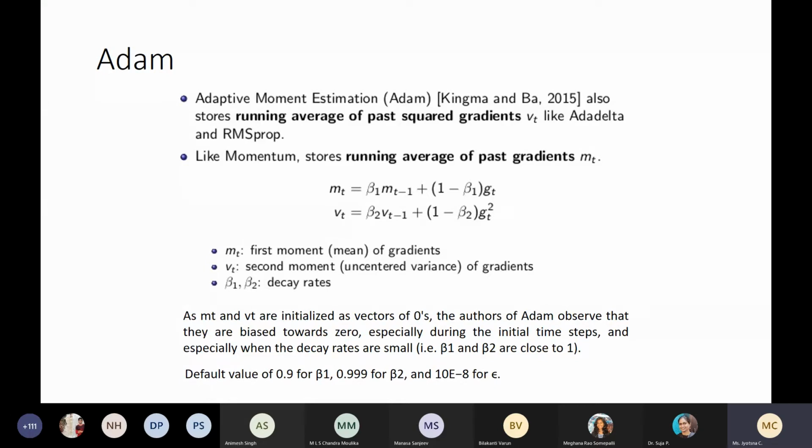It uses past squared gradients, and momentum considers the running average of the past gradients. So Adam will consider both. It will look at both the formulas and both the concepts together. That is the running average of the past squared gradients plus the running average of past gradients, which is used in momentum. So both things are considered in Adam. We will look at the formula.